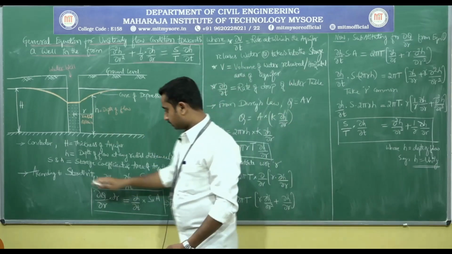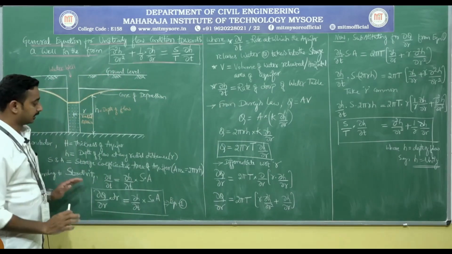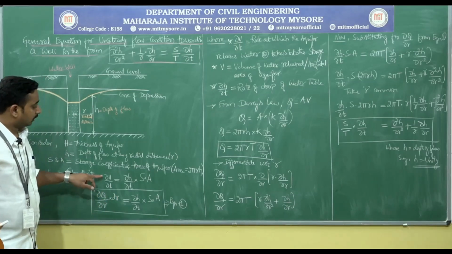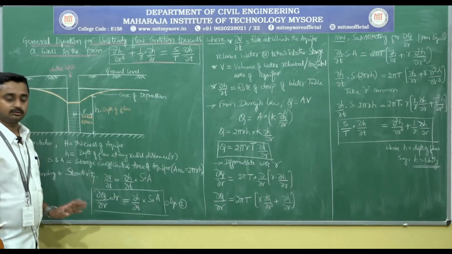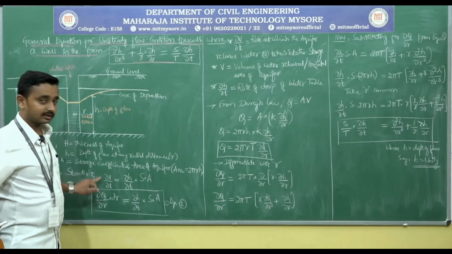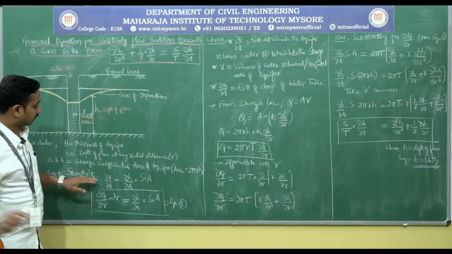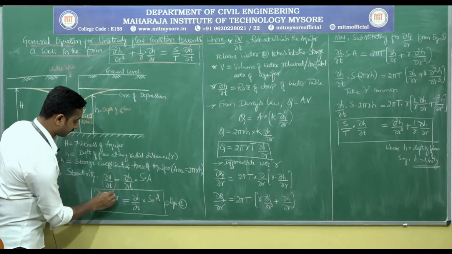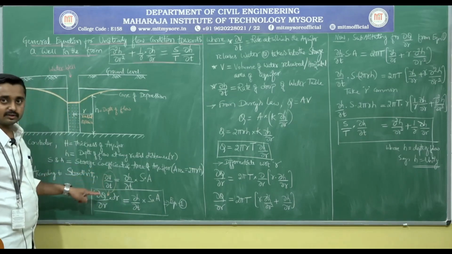Now, according to the storativity, you know from module 2, dou V by dou t equals dou h by dou t into S A. Volume per time is nothing but discharge, correct? Volume per time, meter cube per second. Volume per time, nothing but discharge. You can substitute this into this, and rearrange the terminology.